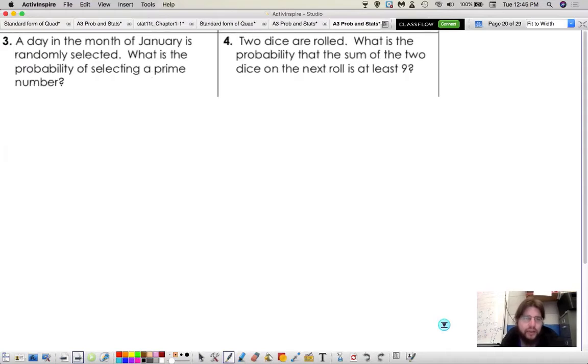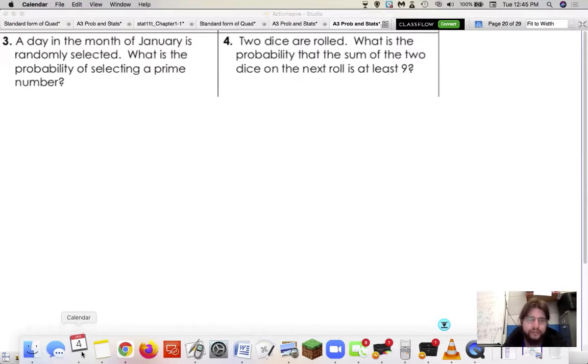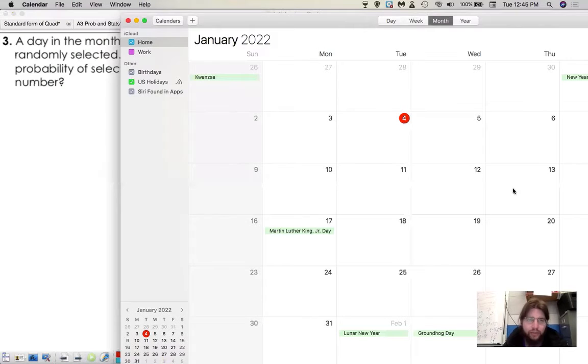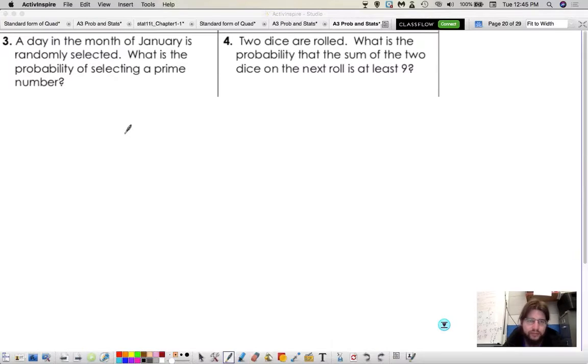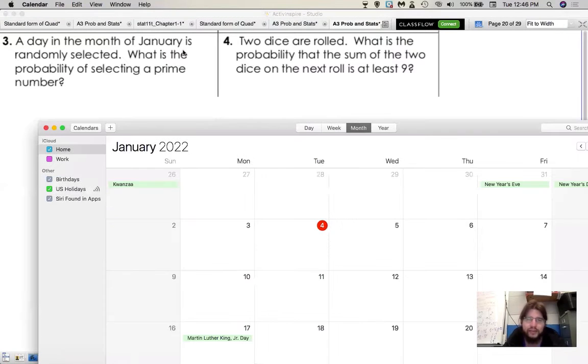A day in the month of January is randomly selected. What is the probability of selecting a prime number? Well, for that, let's look at our sample space. Got a nice calendar right here. So January has 31 days. And we want prime numbers. So it's going to be something out of 31. Primes are numbers that only have 1 and itself as factors.